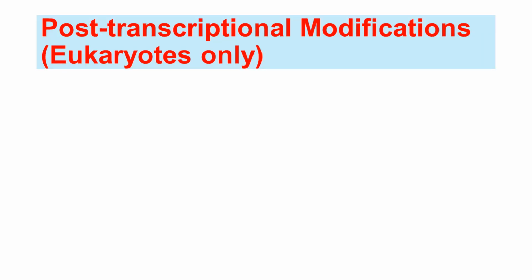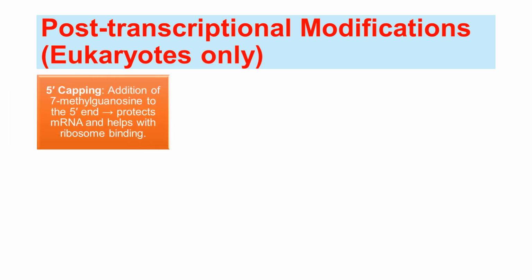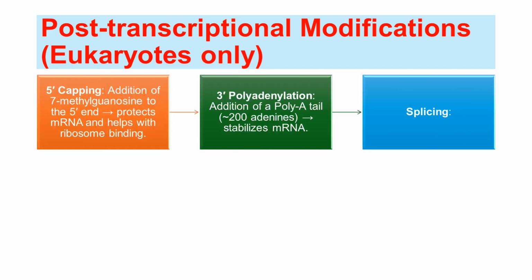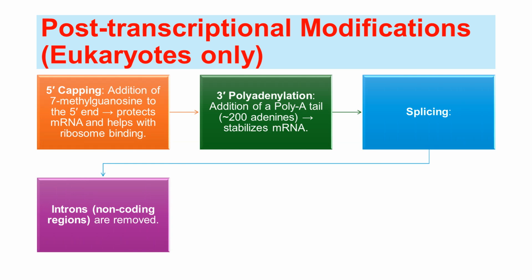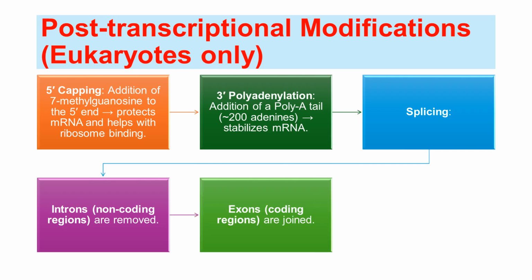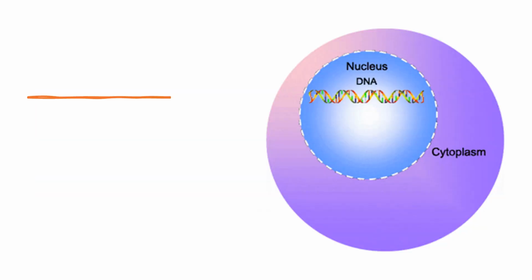4. Post-transcriptional modifications, eukaryotes only. 5' capping: addition of 7-methylguanosine to the 5' end protects mRNA and helps with ribosome binding. 3' polyadenylation: addition of a poly-A tail, about 200 adenines, stabilizes mRNA. Splicing. Introns, non-coding regions, are removed. Exons, coding regions, are joined. Performed by spliceosome complex.